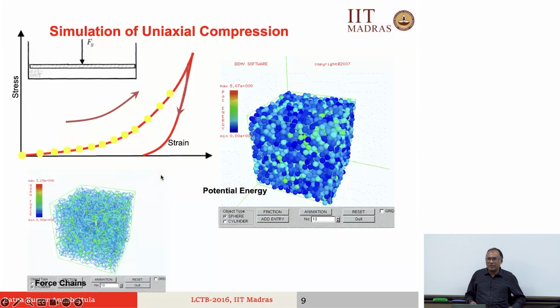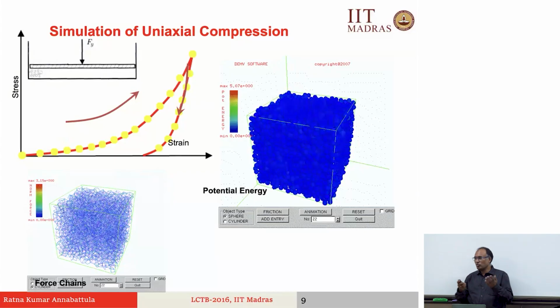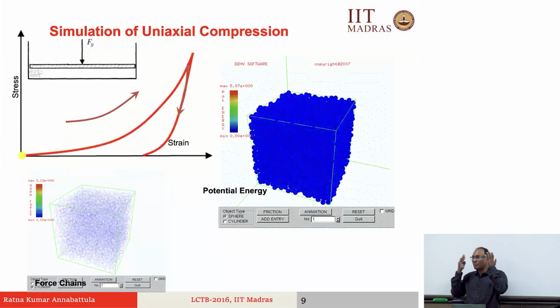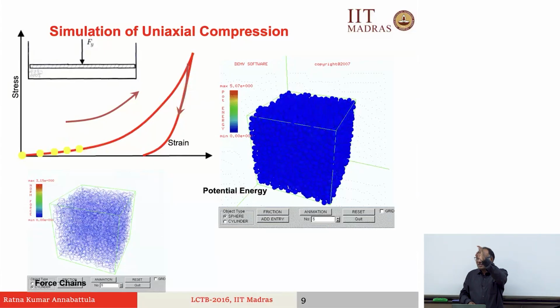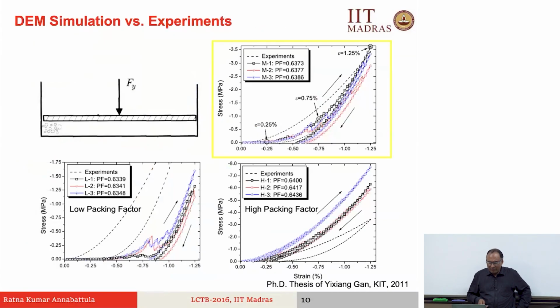What is the meaning of that? If you are compressing the assembly to some extent, and then removing the load, the assembly will not go back to its original position, it will stop somewhere in between. So macroscopically, there seems to be some plasticity in the system. This plasticity is not at the individual particle level, but at the assembly level. So here we have a scenario wherein, if you carefully observe, we have three systems.